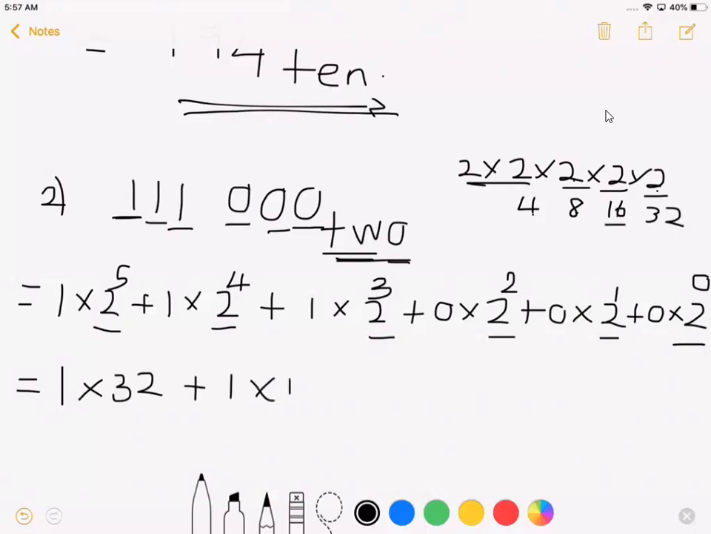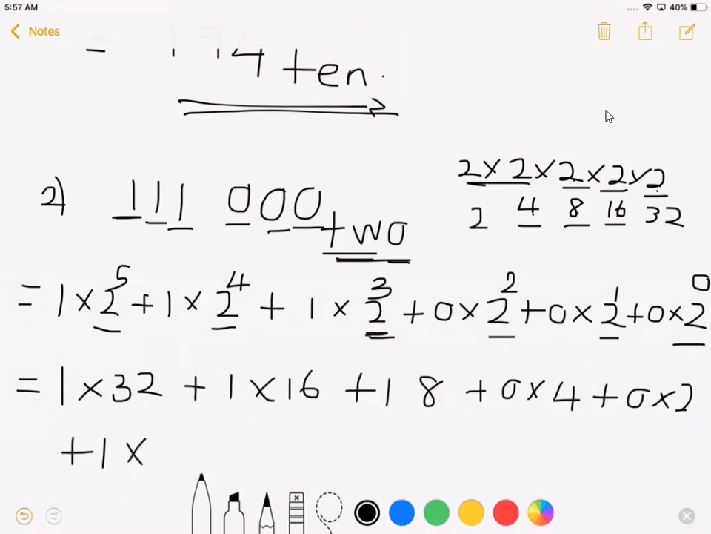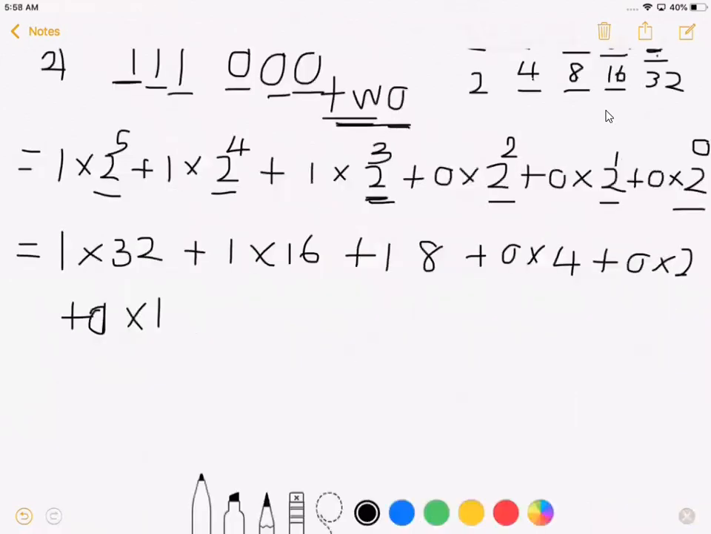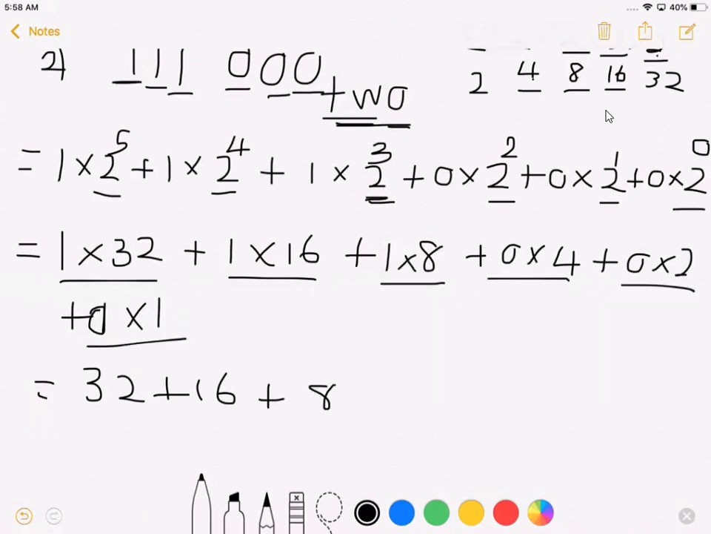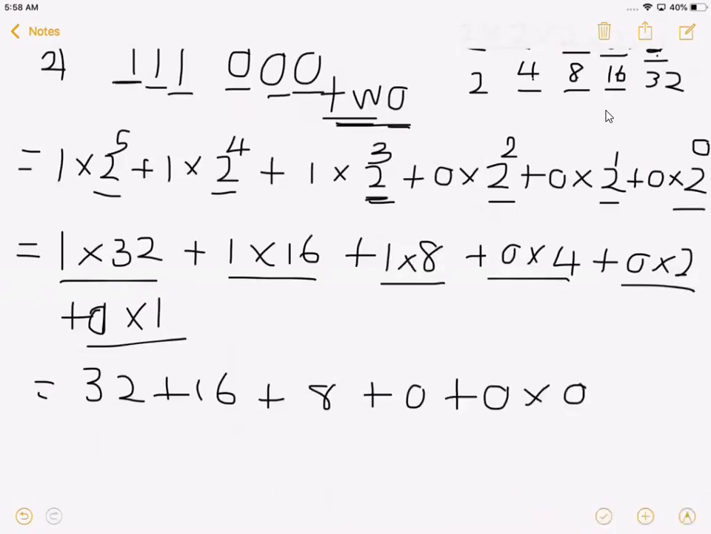Plus 1 times 2 to the power of 4, which is 16. Plus 1 times 2 cubed, which is 8. Plus 0 times 4, plus 0 times 2, plus 0 times 1. So it's 32 plus 16 plus 8. The rest give me 0, because 0 times any number is 0.